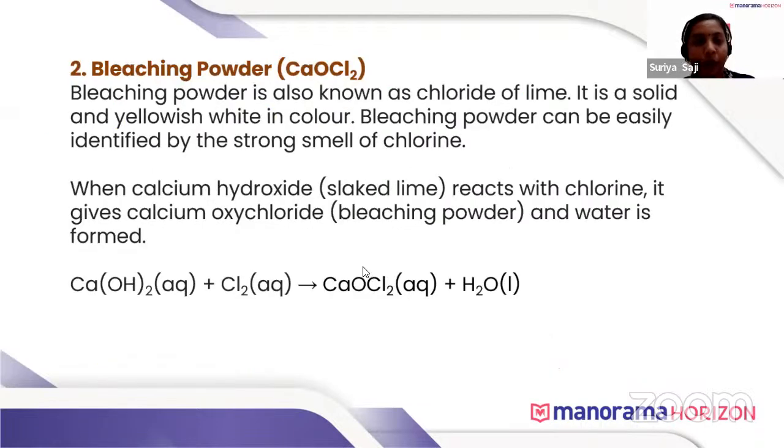Then next is bleaching powder. A lot of questions were asked from bleaching powder also. So you have to know how bleaching powder is formed. When calcium hydroxide, like lime, reacts with chlorine, here it is aqueous. If the quantity of water is less, calcium hydroxide is in solid state. This also we have to keep in mind. Here it is dissolved in water, so it's aqueous. When calcium hydroxide reacts with chlorine, it gives calcium oxychloride, that is bleaching powder. This is the formula for bleaching powder, very, very important. And water is formed.